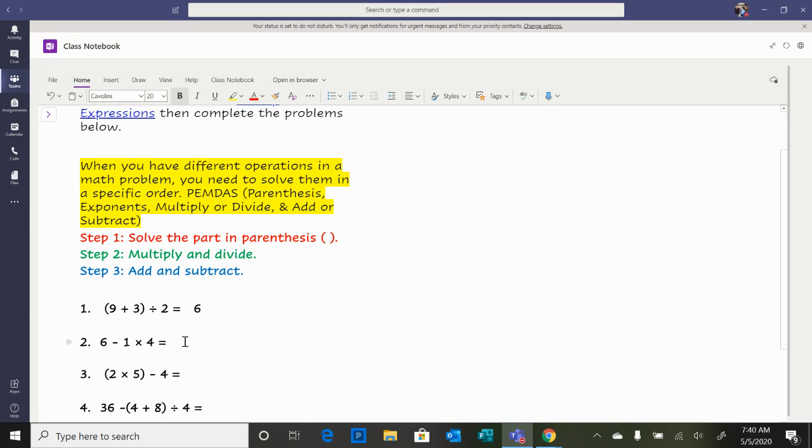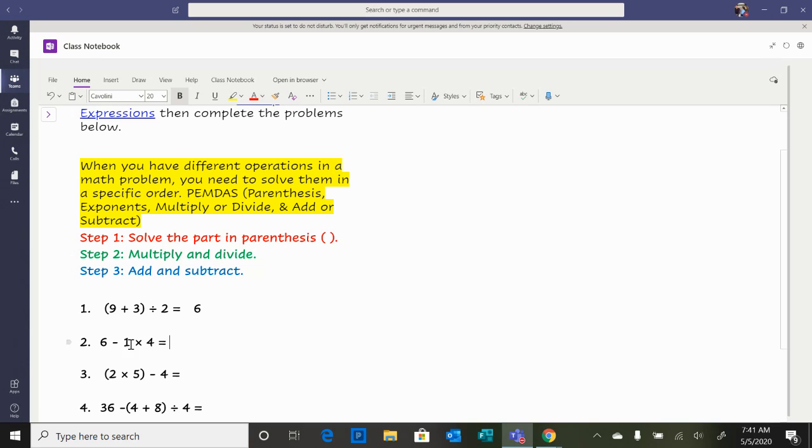A lot of you are telling me the answer is 20. And the answer is not 20. You want to know why you're wrong? Because you decided to do step 3 before you did step 1 or 2. Now, let's look at step 1. Solve the part in the parentheses. Is there anything in the parentheses? No, there are none. So let's go to step 2.